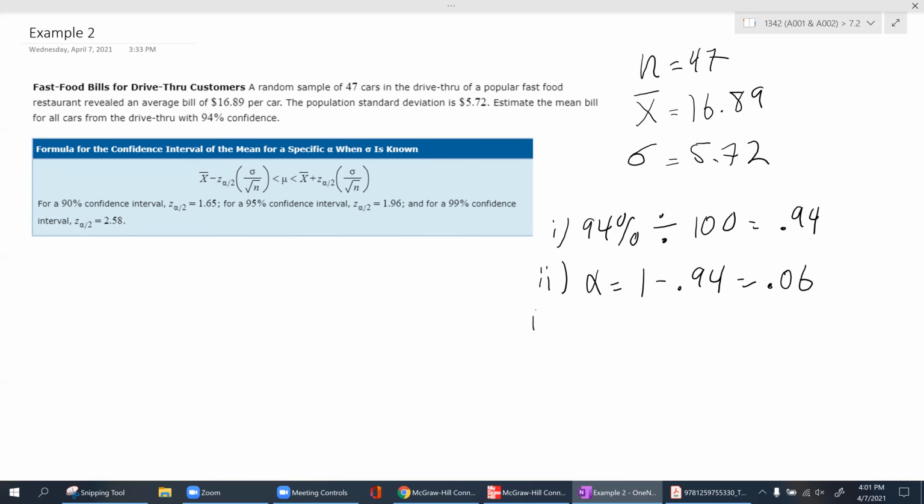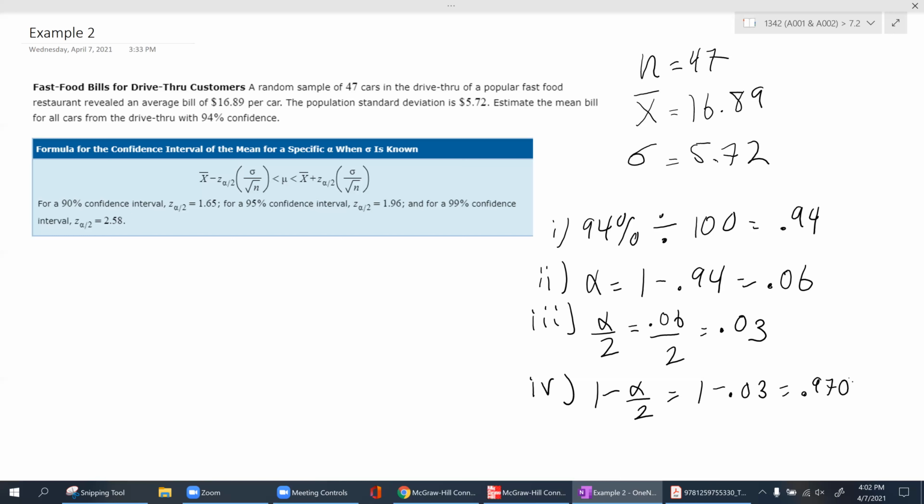All right. The next step here would be to do alpha over 2. Yeah, it's going to be my alpha over 2. So this here is going to be 0.06 over 2, which gives me 0.03. All right. Then 1 minus alpha over 2 is 1 minus 0.03, which is 0.9700.